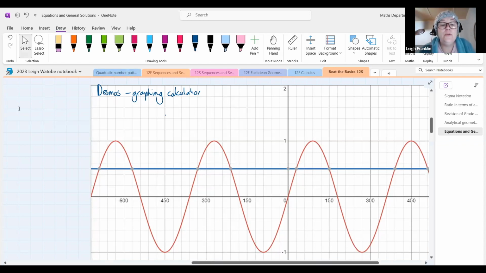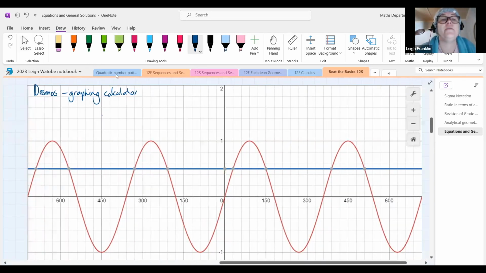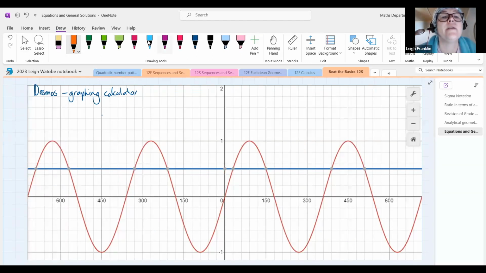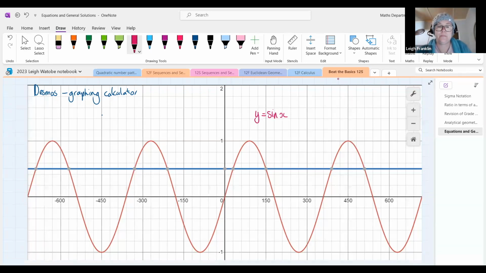Now, the red line is a sine graph. It is the graph y equals sine x. The x part over here is your angle, so these are your values here on your x-axis. The y is your output, so that's these values here on your y-axis.